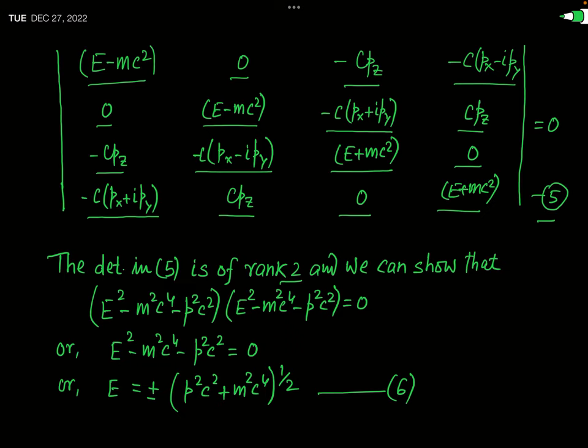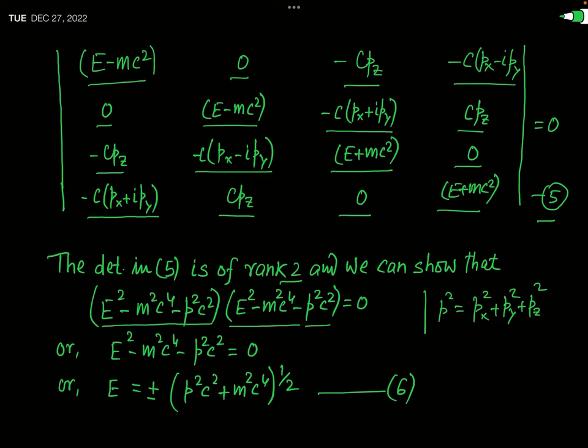When we solve this determinant, which is of rank 2, I have not done the algebra here, this is just homework for you. You can solve this determinant, and then you will find that after solving, our result is E square minus m square c4 minus p square c square times E square minus m square c4 minus p square c square equal to 0. Here, when you write this p square, that means what? This p square is actually equal to px square plus py square plus pz square. I have not done the algebra, but you can do it.